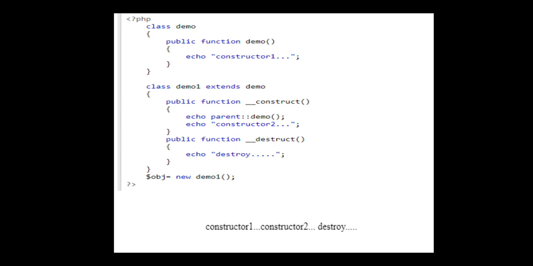So when we are calling the object, that is $object equals new demo1, it is executing demo1. It will take the output of demo1 and display it, along with the destroy function. The output is constructor 1, constructor 2 and destroy. So this is how we will be using the destructor function.